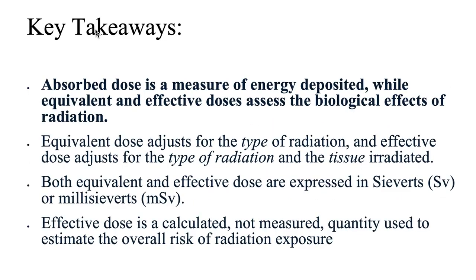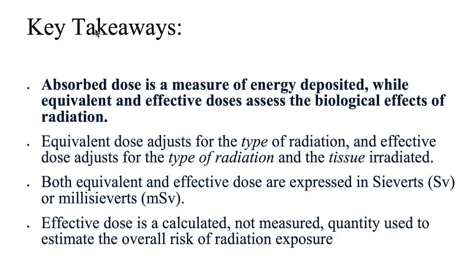Okay, so here's what you need to know. Absorbed dose is a measure of energy deposited, while equivalent and effective dose assess the biological effects. So the absorbed dose, all we know is that we measured how much it was. The equivalent dose says that we have looked at the different types of radiation, made them equal to see how much it took of each one of those to have that kind of energy deposited. And then the biological effects is to look at different effects in different tissues.